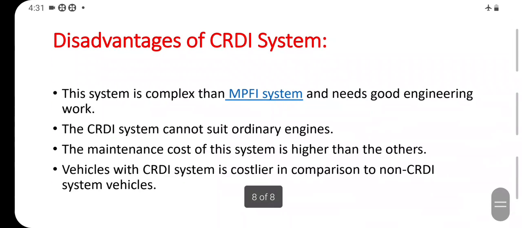There are some disadvantages. The system is more complex than multi-point fuel injection systems and needs good engineering work. CRDI system cannot suit ordinary engines. The maintenance cost of the system is higher than others.